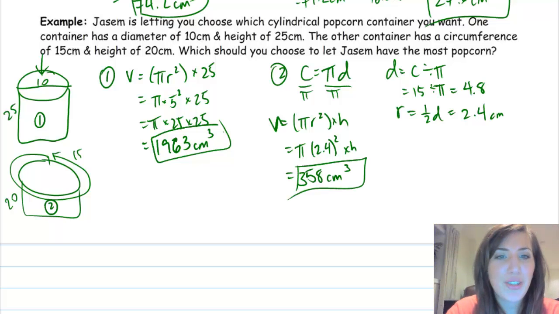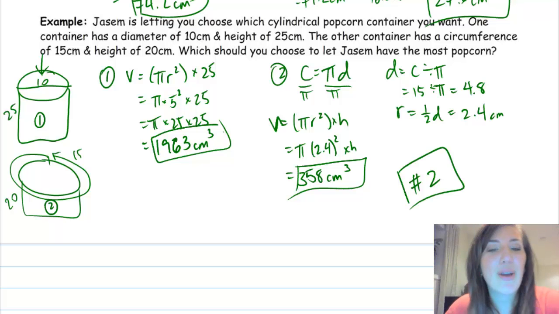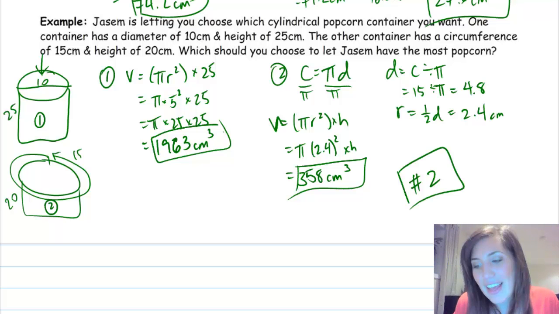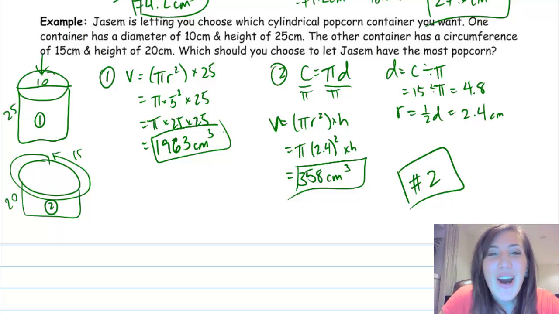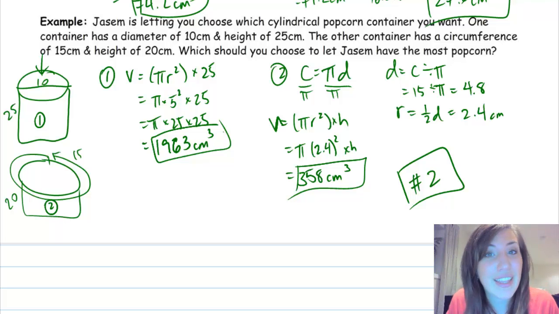So which should you choose to let Jassim have the most popcorn? We are going to choose number 2. So that we'll be the nice guys and take a lot less and maybe just pull some of his popcorn out when we run out. All right, I hope you are feeling fairly comfortable with the different ways that we can calculate the volume of a cylinder. Please come to class prepared to practice this more next day.